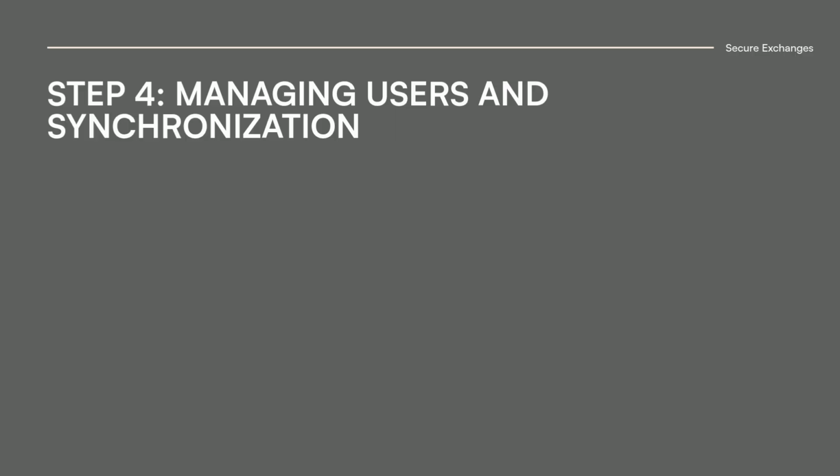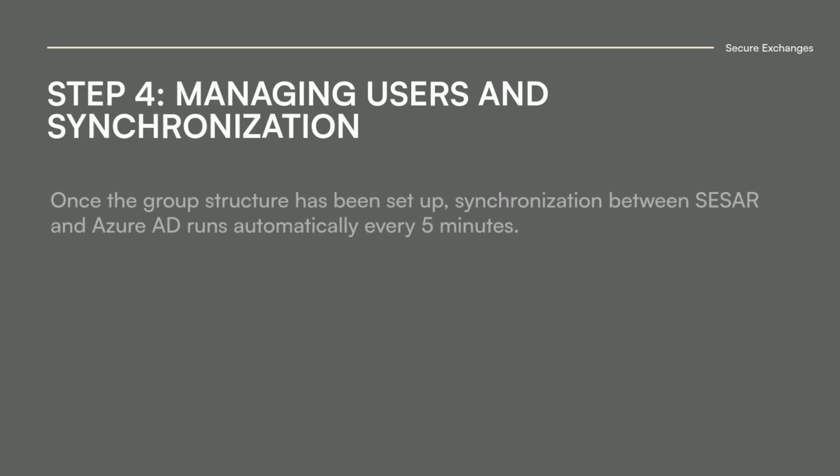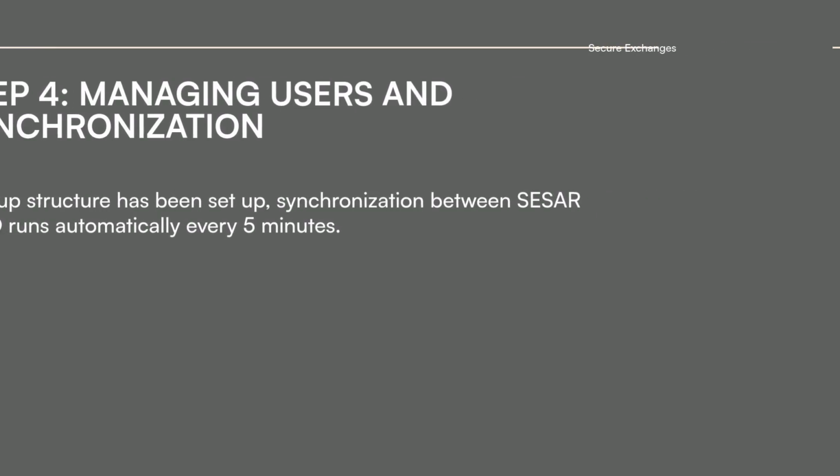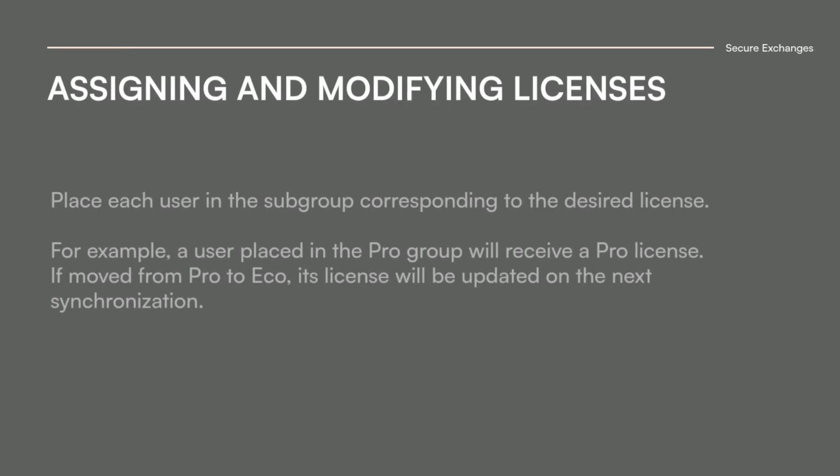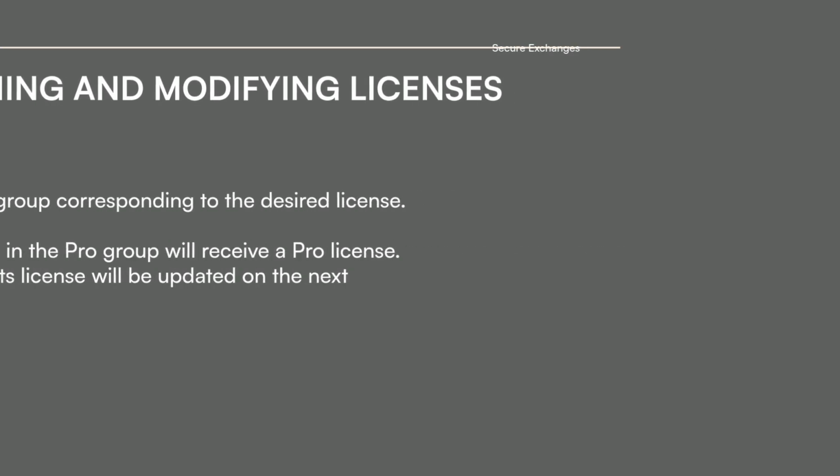Step 4. Managing users and synchronization. Once the group structure has been set up, synchronization between SESAR and Azure AD runs automatically every 5 minutes. Assigning and modifying licenses: place each user in the subgroup corresponding to the desired license. For example, a user placed in the Pro group will receive a Pro license. If moved from Pro to Eco, their license will be updated at the next synchronization.